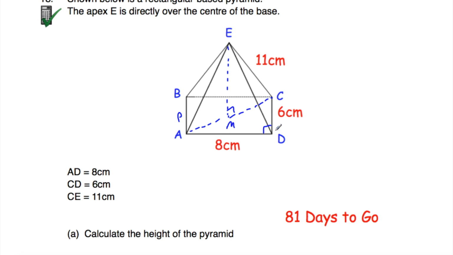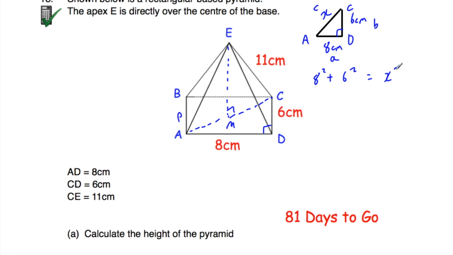We've got CD is 6 centimeters and AD is equal to 8 centimeters, and we want to find AC. So let's sketch that triangle. And we've got A, C, and D. And we know that AD is equal to 8 centimeters, that CD is equal to 6 centimeters, and the AC, that's what we're trying to find, the whole diagonal there. That's a right angle triangle, so let's use Pythagoras' theorem. A squared plus B squared equals C squared. So we've got 8 squared plus 6 squared is equal to x squared.